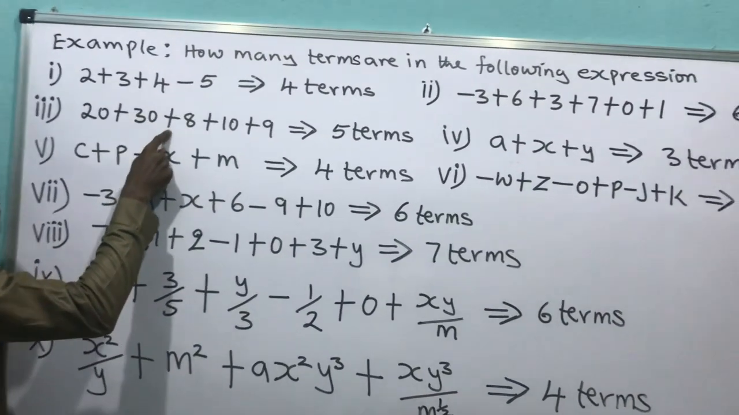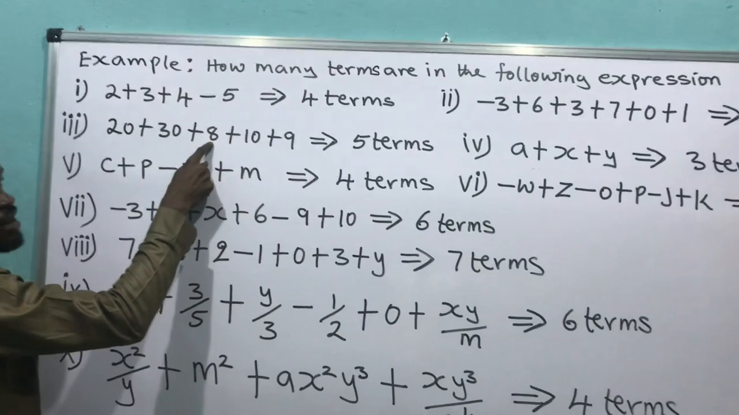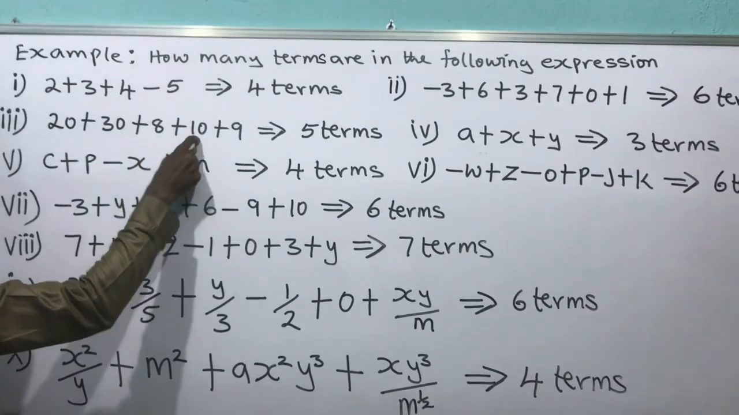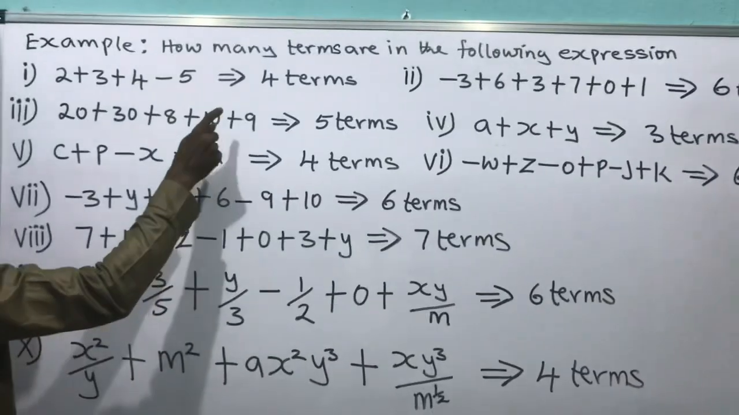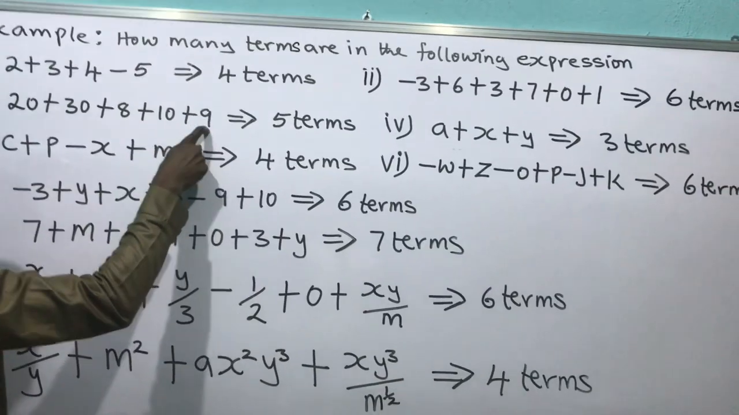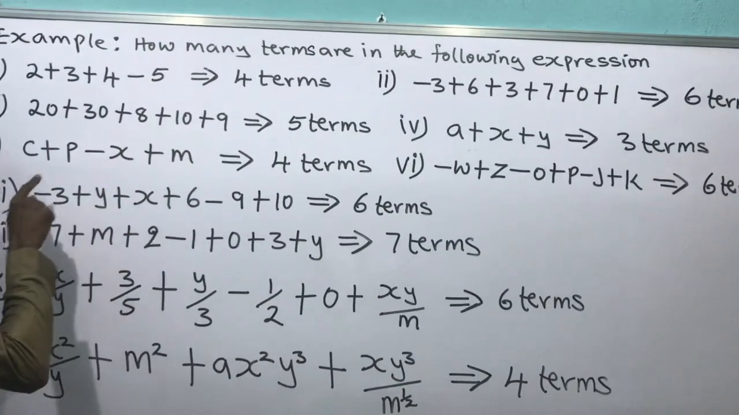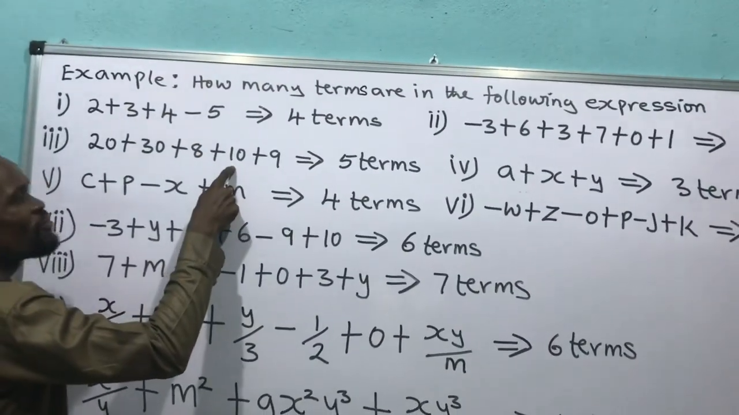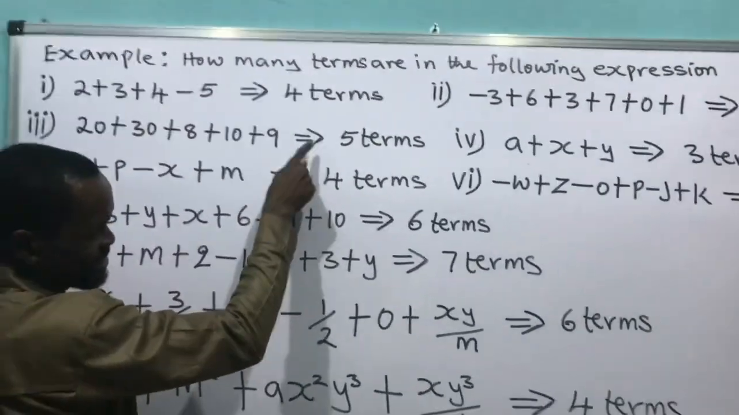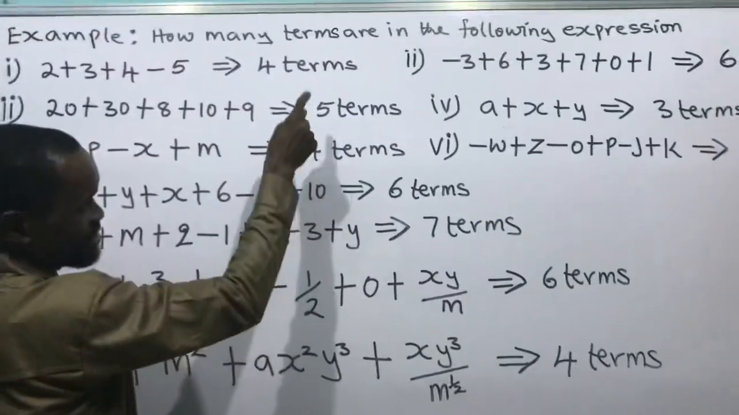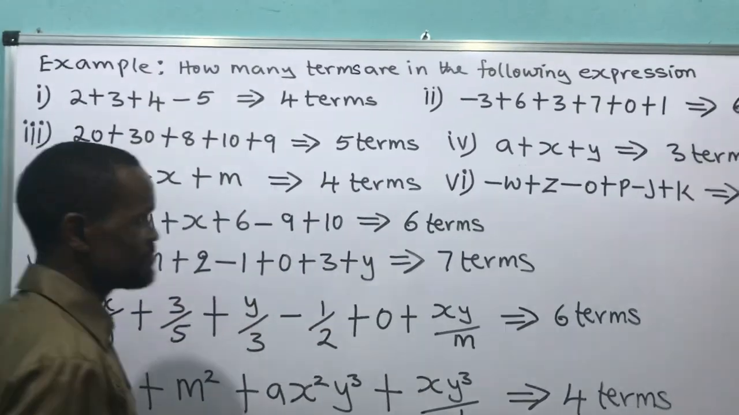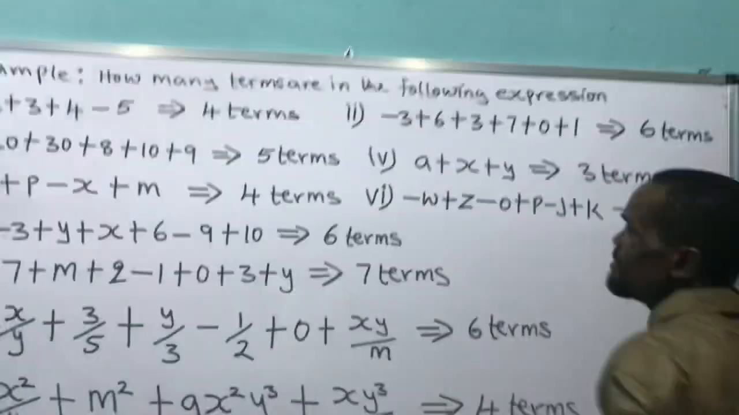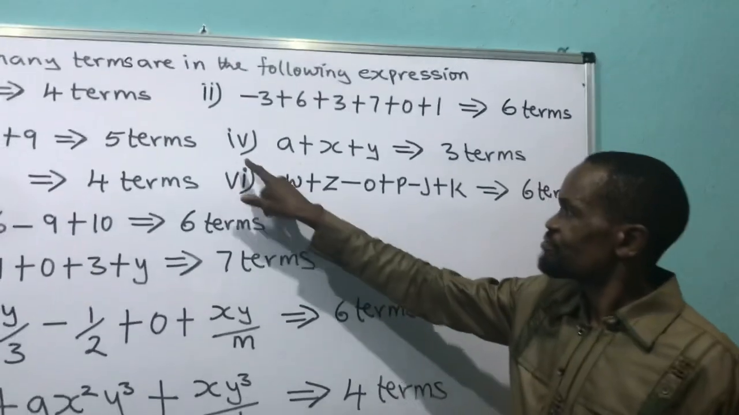Who is the owner of this plus? 8. 8 is a term. Who is the owner of this plus? 10. 10 is a term. Who is the owner of this plus? 9. 9 is a term. Then let me count how many terms are here. 20 is a term 1, 30 is a term 2, 8 is a term 3, 10 is a term 4, 9 is a term 5. That means 5 terms.